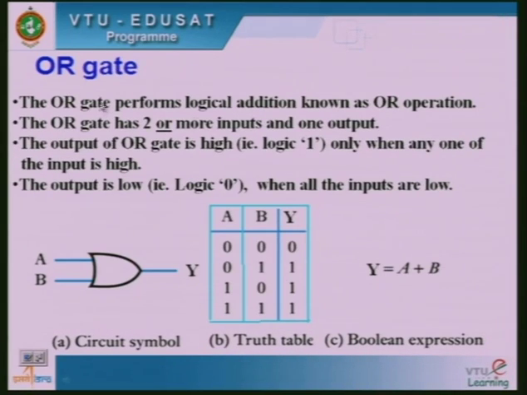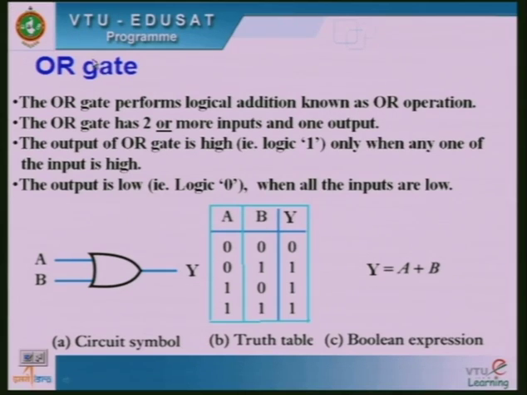And the OR gate. The OR gate performs logical addition known as the OR operation. The OR gate has 2 or more inputs and 1 output. The output of the OR gate is high, that is logical 1, when any one of the inputs is high. The output is low, that is logical 0, when all the inputs are low.